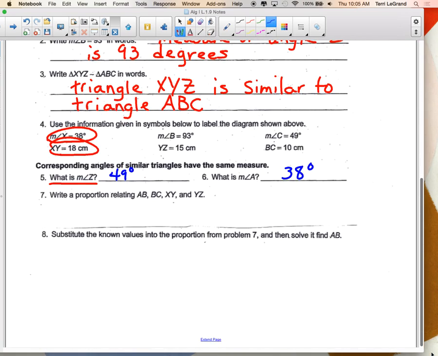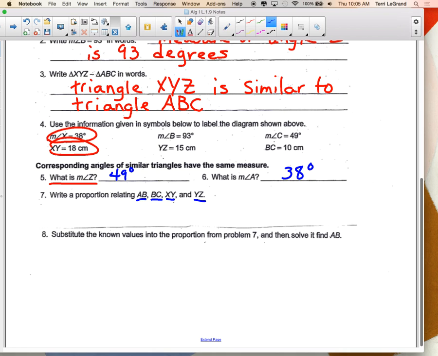Because it's important that we understand the relationship between similar figures. Because now we're going to start applying proportions to similar figures. So, write a proportion relating, what does this say again? Length of AB, length of BC, length of XY, length of YZ. We're supposed to compare. So here's the deal.